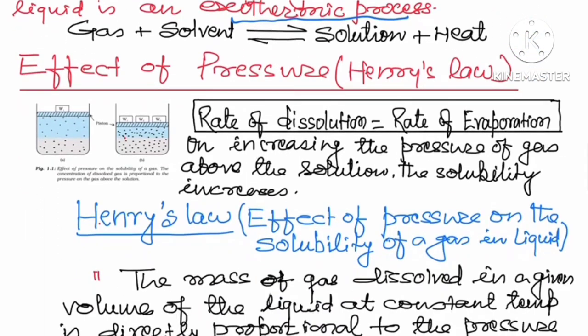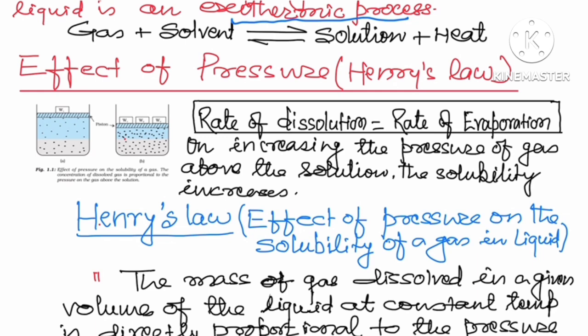So if you reform equation number 2, Pa equals 1 upon K dash Xa, we use here the term Kh. So the final mathematical expression of Henry's law comes as Pa equals Kh into Xa, where Pa is the partial pressure of the gas, Kh is the Henry constant, and Xa is the mole fraction.